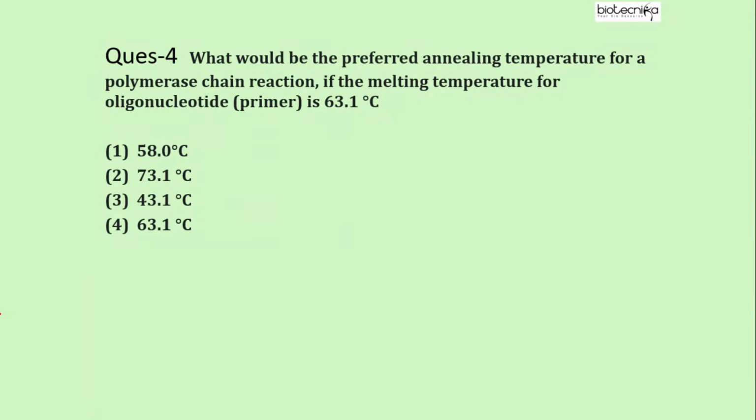So then the last question that you have is to calculate the annealing temperature. What would be the preferred annealing temperature for a polymerase chain reaction? Be careful, here you have to calculate the annealing temperature if the melting temperature for the oligonucleotide is 63.1. I've already mentioned what the formula is to calculate this annealing temperature. All of you, please try all these questions. This is very easy if you note it down, because I've already mentioned the formula for calculating the annealing temperature. So what is the formula?